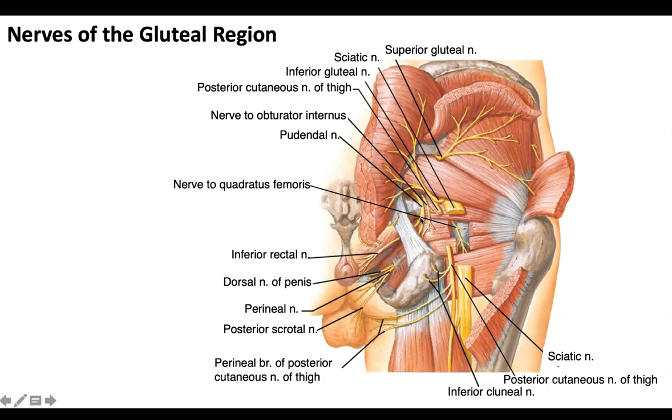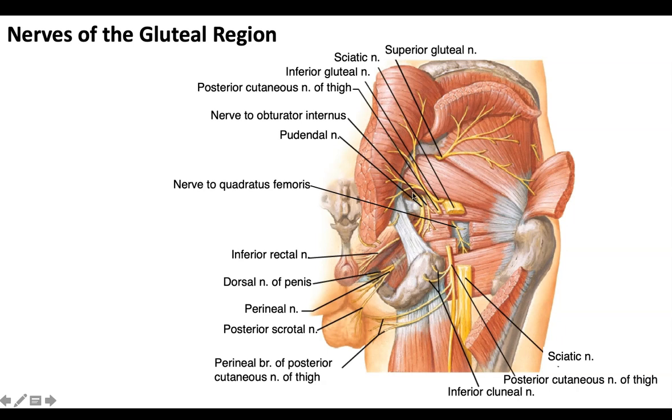The pudendal nerve is the most medial structure in the gluteal region. All these nerves lie inferior to the piriformis. The pudendal nerve is the most medial one, and the sciatic nerve is the most lateral one. The pudendal nerve enters through the greater sciatic foramen inferior to the piriformis, and then it crosses over the ischial spine. See, this is the ischial spine, this ligament is the sacrospinous ligament, and this is the sacrotuberous ligament. See, ischial tuberosity, sacrotuberous and sacrospinous.